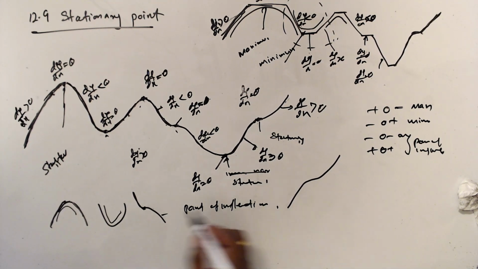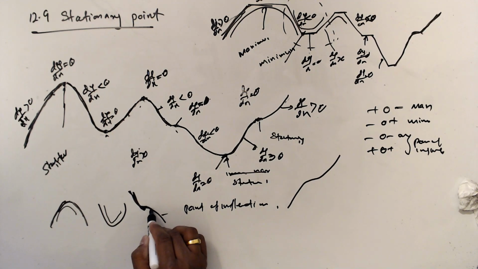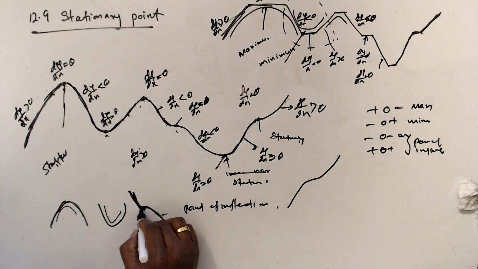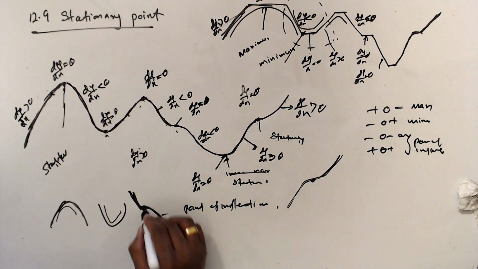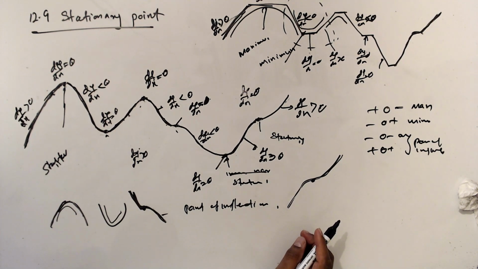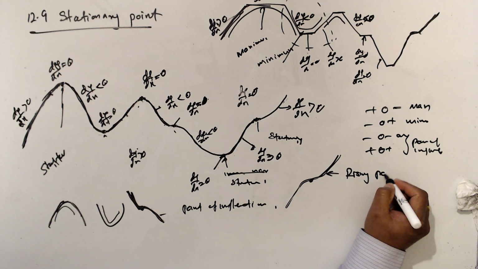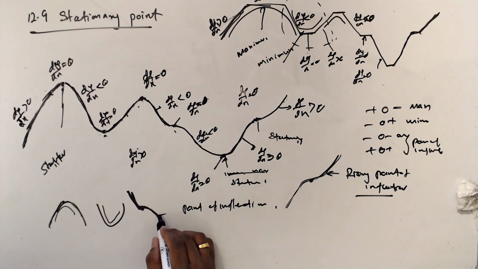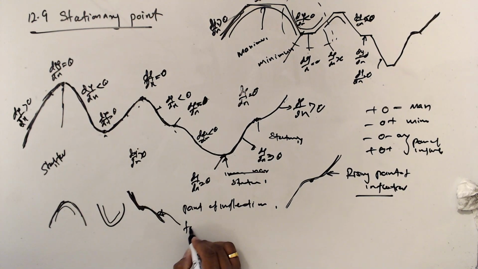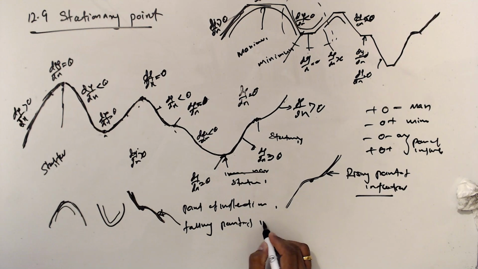And if you see that the gradient does not change from positive to negative or negative to positive, but stays negative, then negative again: negative, 0, negative, or positive, 0, positive, then those points are called points of inflection. This one is called a rising point of inflection because it is increasing. This one is a falling point of inflection.